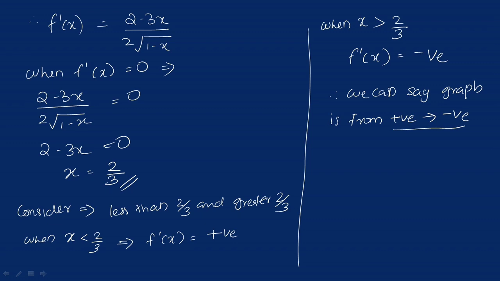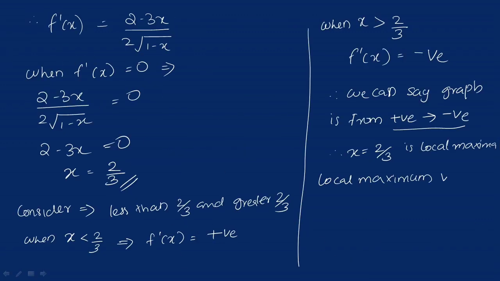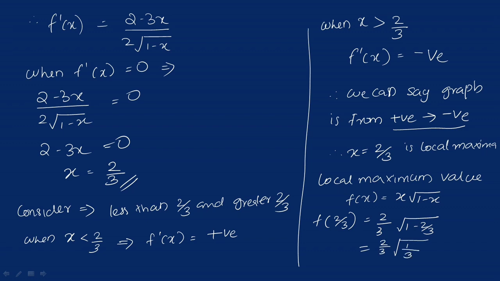So what is the local maxima here? That is 2 by 3. At x equal to 2 by 3, we have the local maxima. What is the local maximum value? That is f of x, that is x root 1 minus x. So we are applying 2 by 3 instead of x, that is 2 by 3 root 1 minus 2 by 3. By solving, we have 2 by 3 into root 1 by 3, or 2 root 3 by 9. So at 2 root 3 by 9, we have the local maximum value.